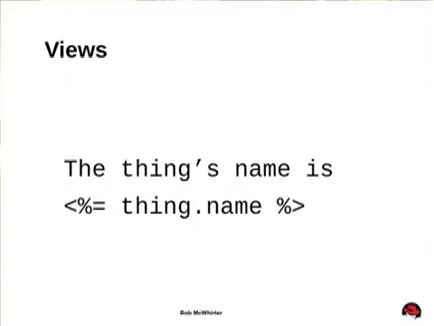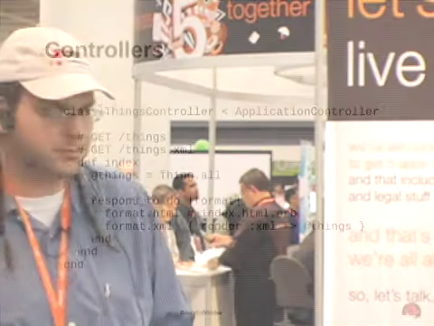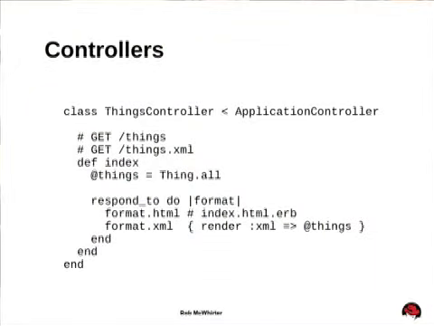Views are what we call ERB templates, embedded Ruby templates. And they're just like regular HTML files, but inside your brackets with the %, you can put Ruby expressions. And you can, like here, if we have a thing, we can get its name and just display it right there in your template. Very similar to like Model 1 JSP. Controllers get a little more complex.